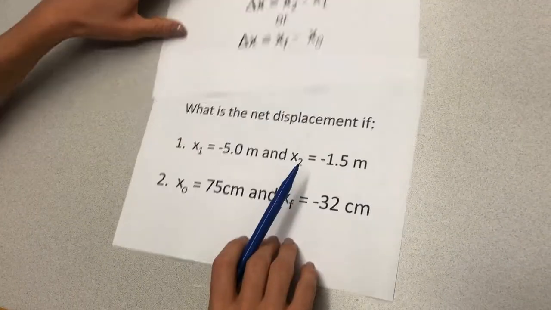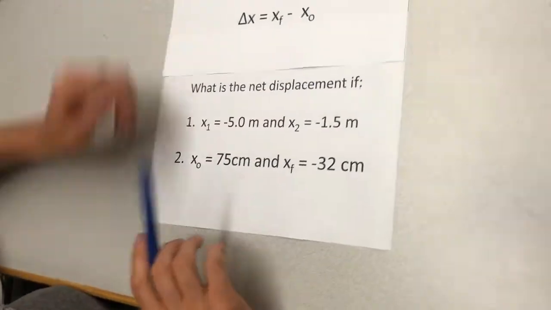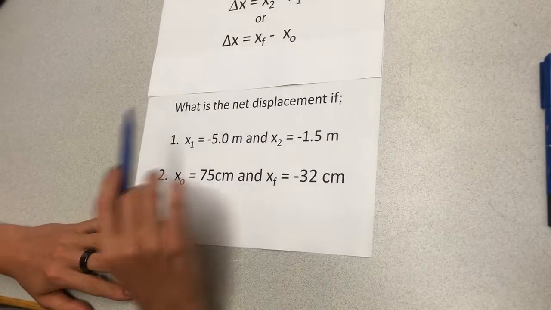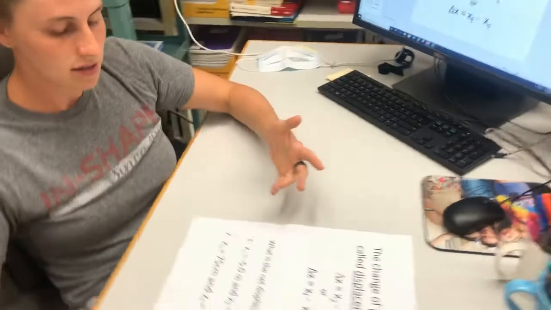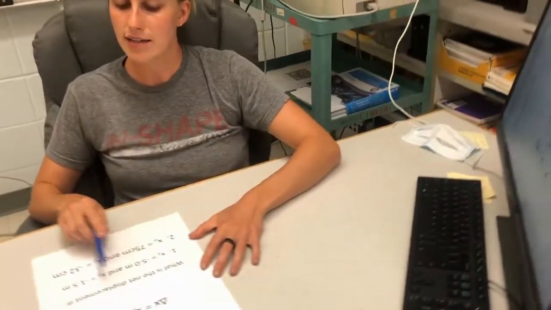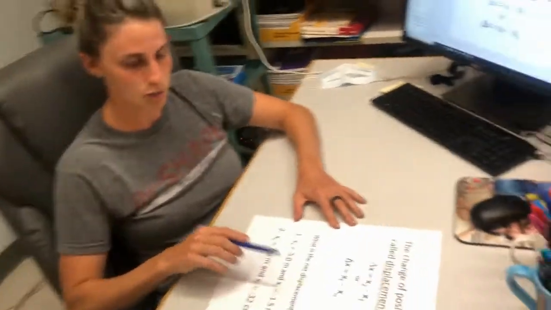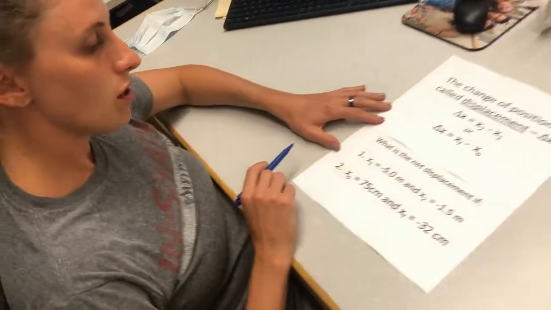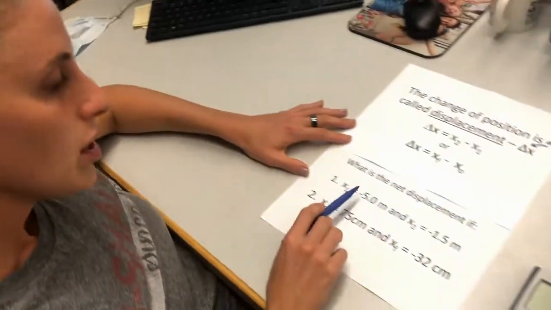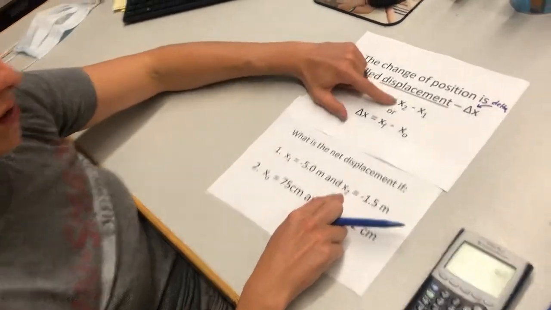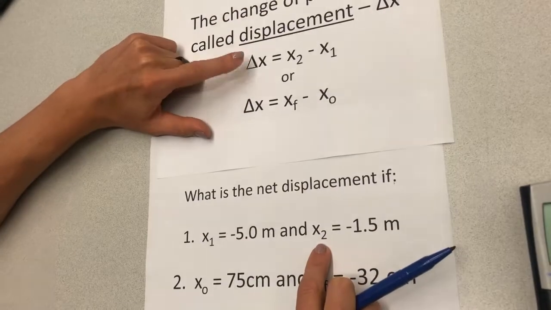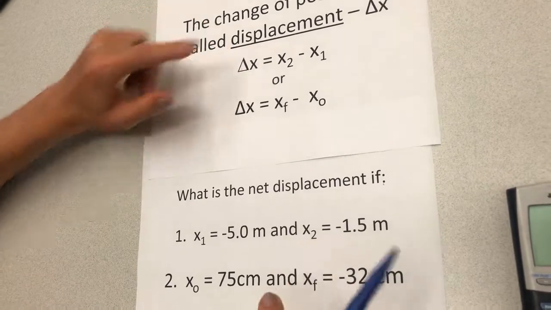So let's go ahead and do some practice problems. Woohoo! Okay, so the way that I will ask this question is I'll say, what is the net displacement? Let's go ahead and take a look. So for here I have x1 and x2. They're the same thing, but those are the right symbols and numbers right there.